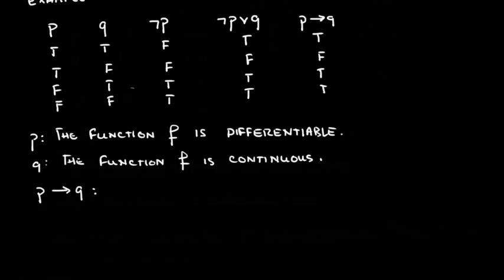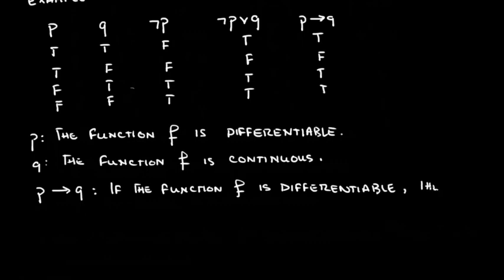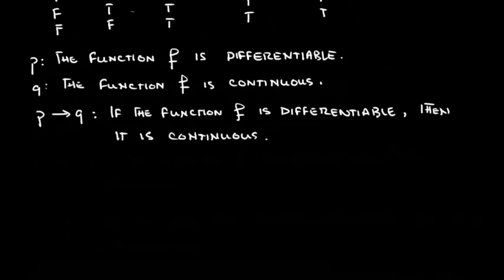So P implies Q is if the function f is differentiable. If it is differentiable, my God, this is long to write, then it is continuous. So it is continuous like so. Now saying if the function is differentiable, then it is continuous holds the same truth value. So it's basically saying the same thing as not P or Q.